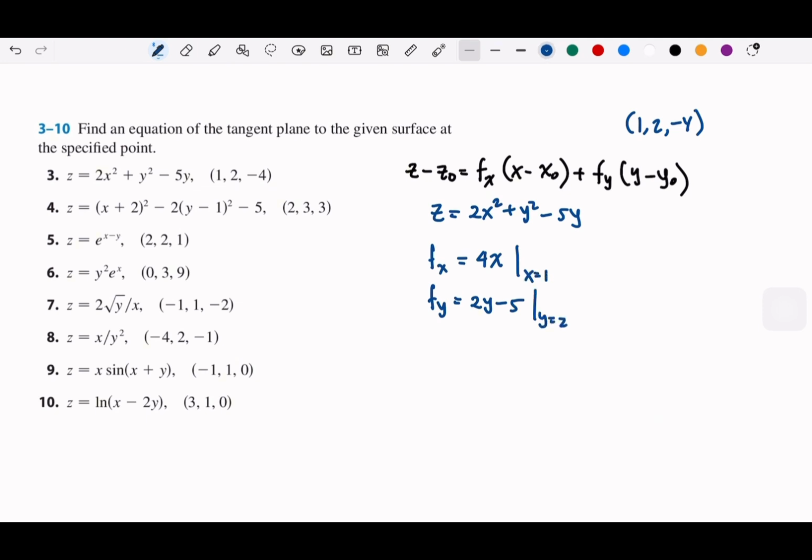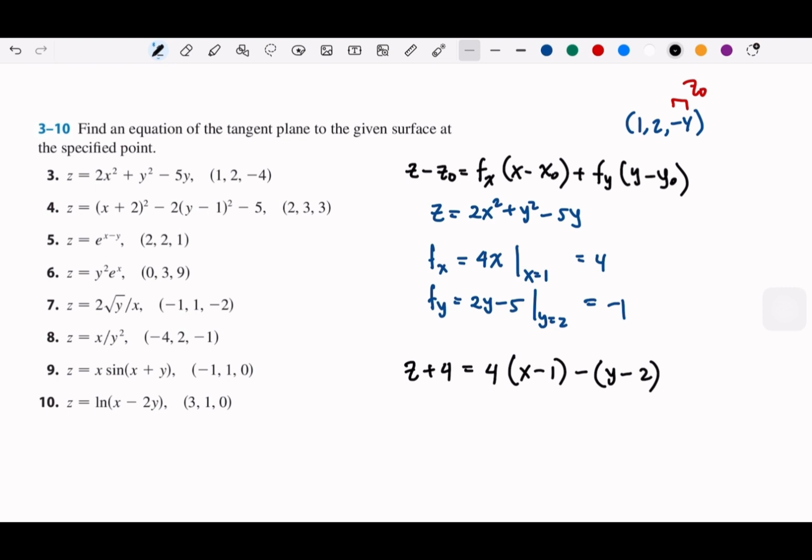Sometimes if the function has two variables, then you need to put all the point values into the result of the derivative. So put everything in: this is 4, this is minus 1, and z0 here is negative 4. So z minus negative 4 becomes plus, equal to 4 times (x minus 1), plus negative 1 times (y minus 2). Basically, that is the tangent plane.